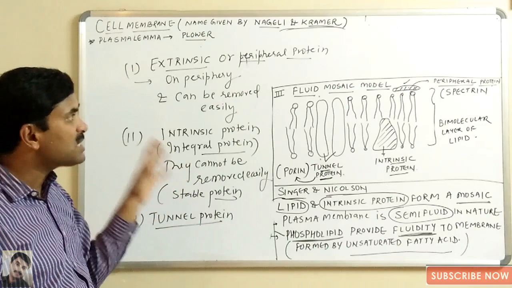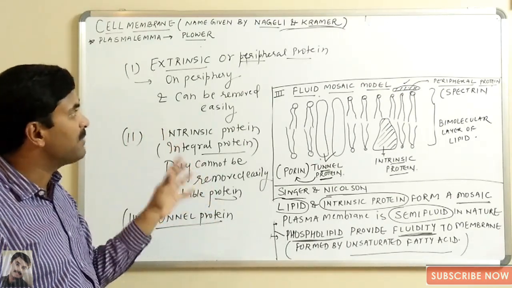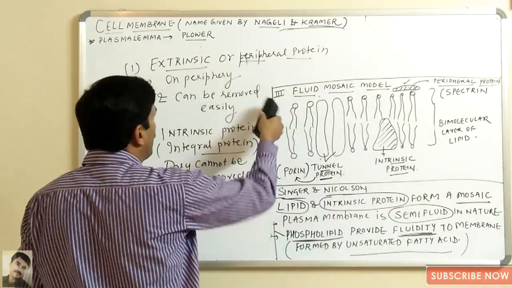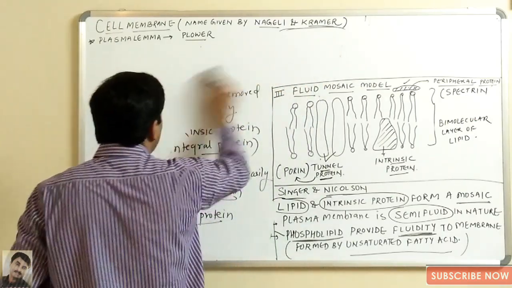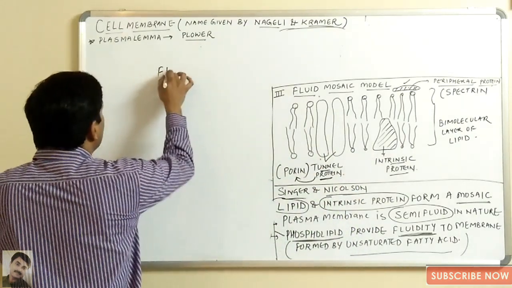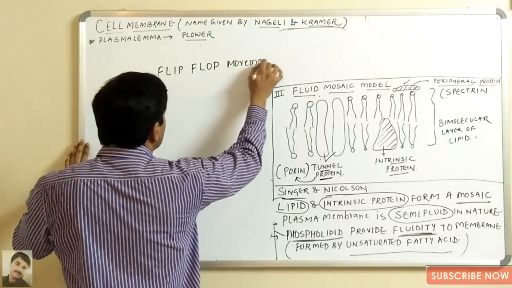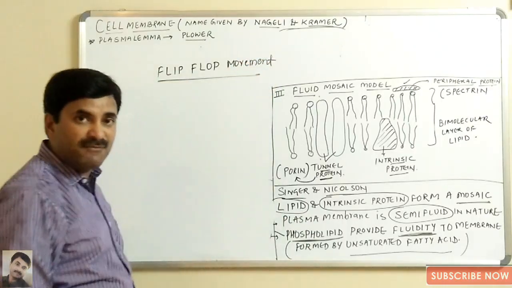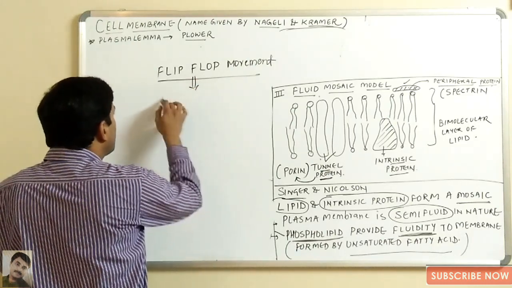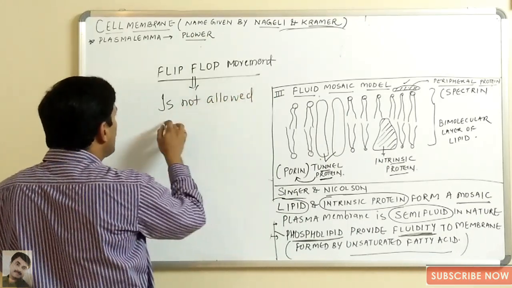So this is the best model available at present, which explains the structure of the cell membrane in a proper manner. But before ending the fluid mosaic model, we must also know about a term called flip-flop movement. Many times a question is asked on this flip-flop movement. What is flip-flop movement? Flip-flop movement is not allowed here.